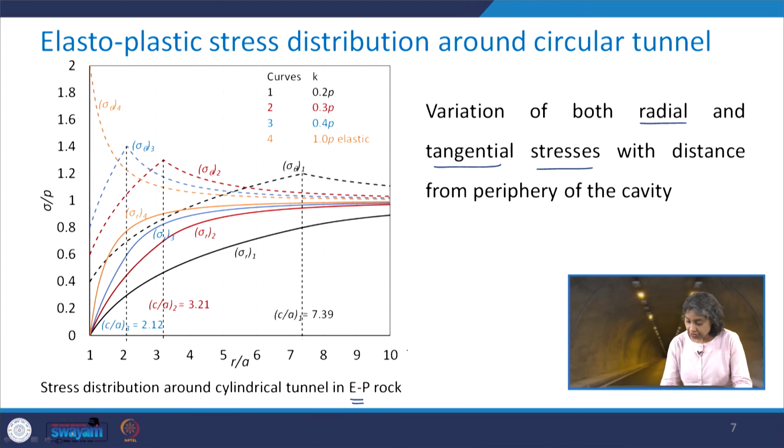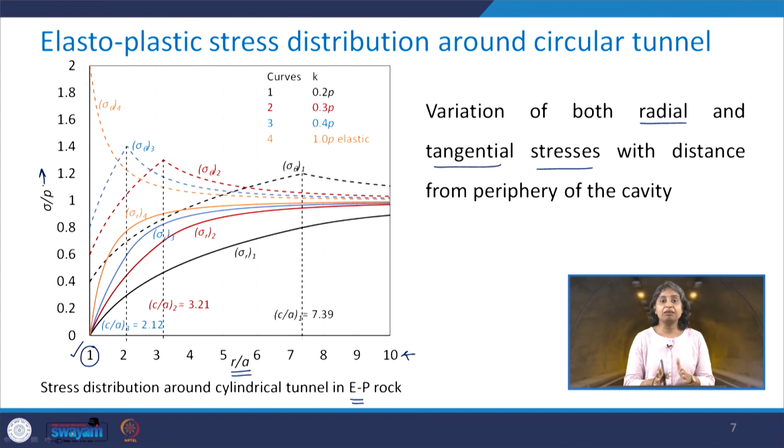You can see that on the x axis we have plotted r by a, starting from 1. So, 1 corresponds to the location at the periphery of the tunnel, because there r becomes equal to a and the r by a ratio becomes equal to 1, and then we have taken it up to 10, and on the y axis we have sigma upon P. Now, this sigma can be radial stress or it can be tangential stress.